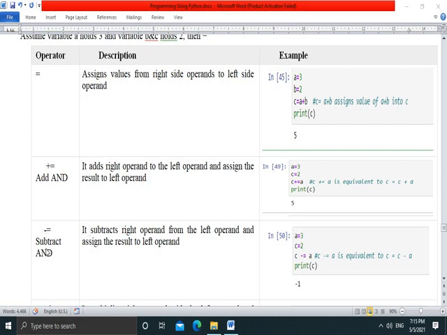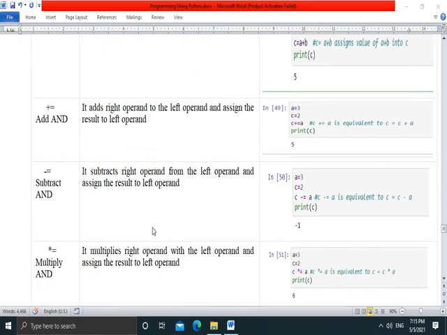Minus equal to, subtract AND operator. It subtracts the right operand from the left operand and assigns the result to the left operand. A is 3, c is 2, c minus equal to a, then print c. It does c equal to c minus a. C minus a means 2 minus 3, so minus 1 is printed.